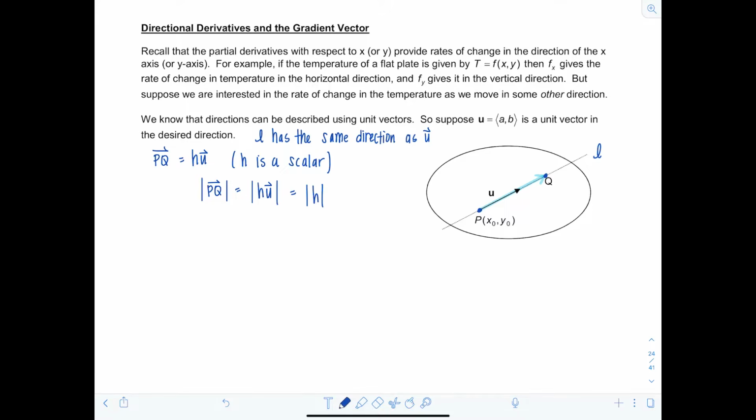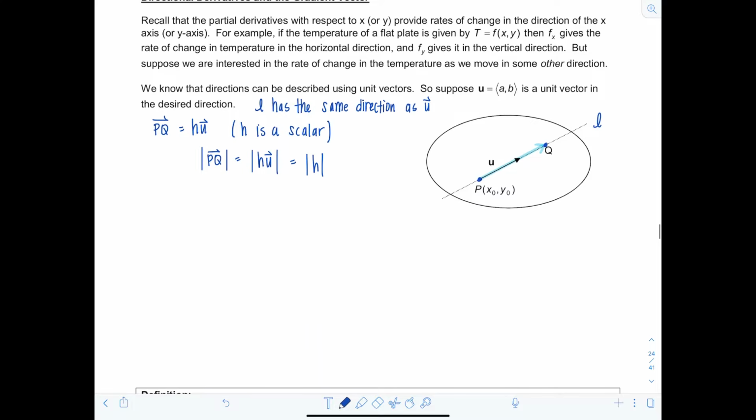If I say point P has coordinates x naught and y naught, how could I figure out the coordinates of point Q? How would you get to Q? Remember, PQ is equal to h times u. So Q's x coordinate would be x naught plus h times a, remember the components of u were a and b. And then the y coordinate would be y naught plus h times b, because this distance here and this distance here would get us to Q.